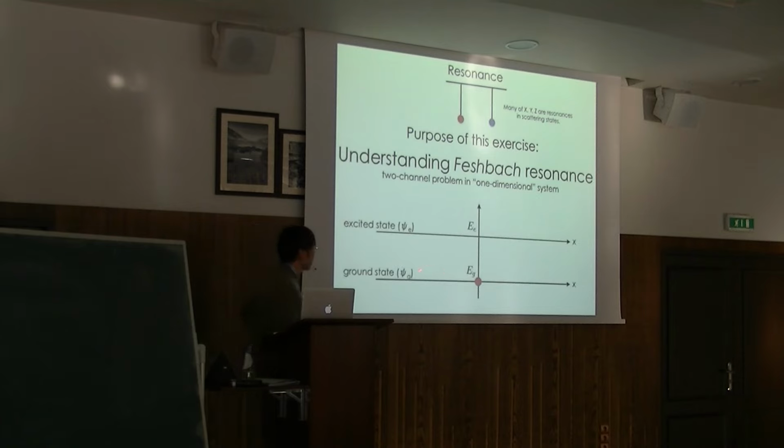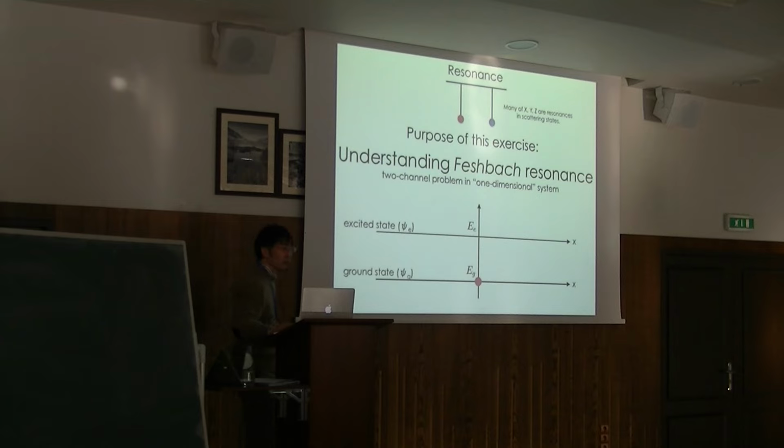So because we are in a one-dimensional system, we have the x-axis, and this is the energy axis. And normally, we consider only this state, the ground state, but because we are now thinking of two channels, we consider also the excited state, psi E. And the energy E and energy G are different.